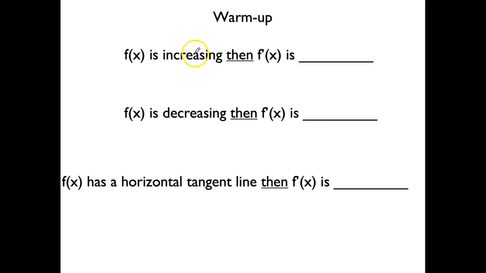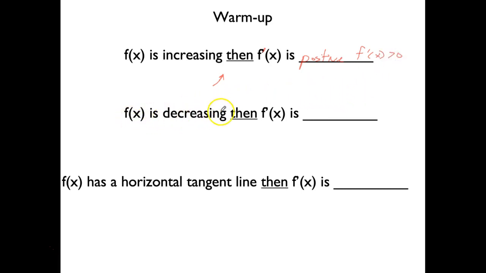If f of x is increasing, then f prime is, and the answer is either going to be positive, negative, something like that. So if f of x is increasing, that means that the function is going up. That means that the slope, that's the derivative, right? The slope is positive, okay? So positive is what we're looking for right here. F prime is positive. Or you could say, like how we were showing it the other day, f prime of x is greater than 0.